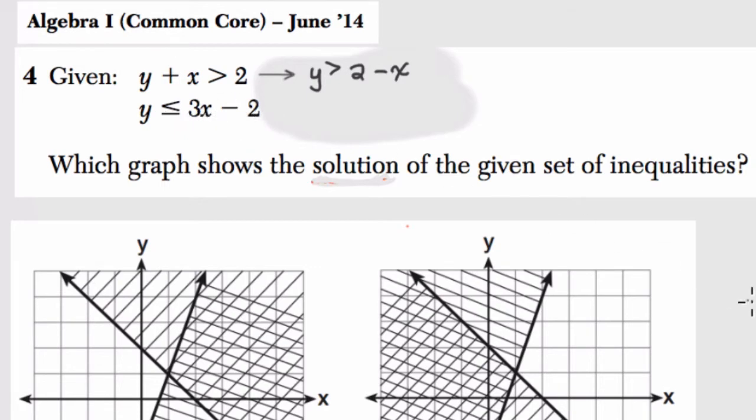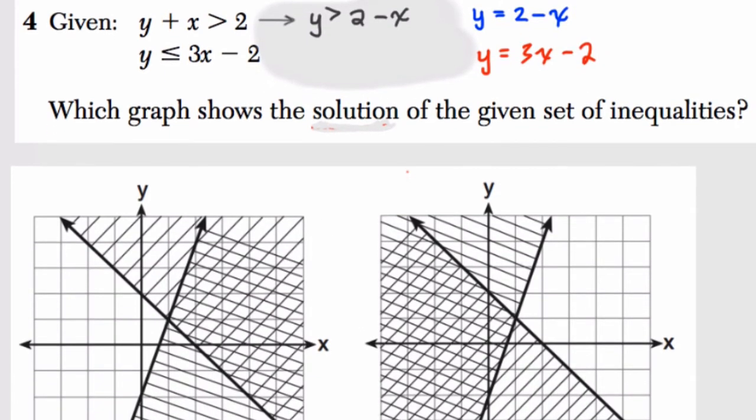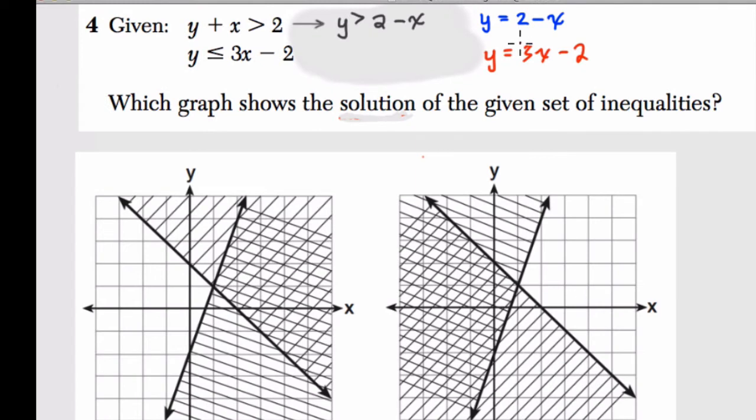So the way I think about this problem is, at first I think, well, what if y was equal to 2 minus x? What would that look like? And what if y was equal to 3x minus 2? What would that actually look like? Well, these lines that they're giving us in each of the choices show what that would look like. Look at the first example. 3x minus 2, this red equation right here, is represented by this line.